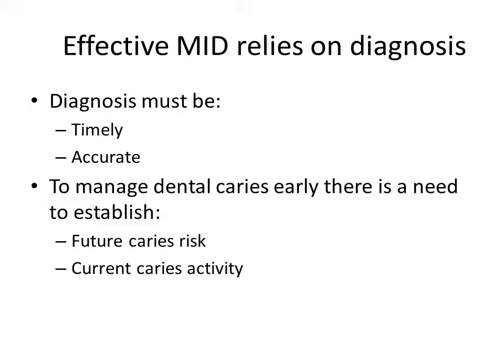So a diagnosis that tells us, yes, there is a lesion present, so we're able to detect it, but also tells us whether the lesion is progressing or whether it is arrested or whether it is reversing, is also a useful piece of information that if we can get that into a diagnostic test, we should build that in.